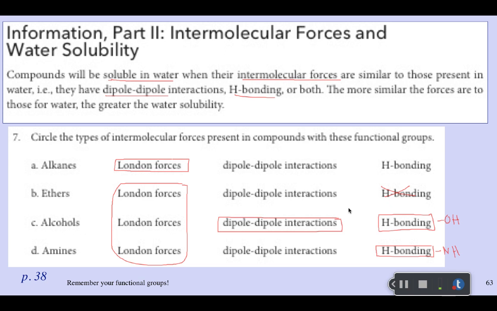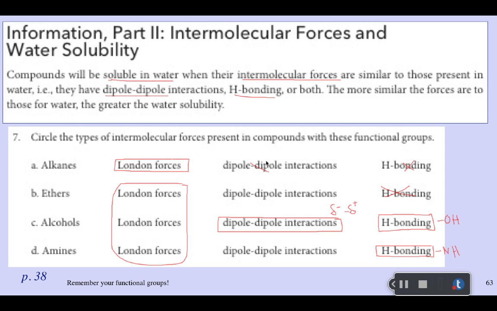Do they have dipole interactions? Only if you can draw a partial minus and a partial plus on a bond, then you can call it dipole-dipole interactions. So ethers don't even have that. And so they don't have dipole-dipole. All they have is London forces. They have only slight polarity. And this means that they're not going to have the greatest of water solubility.